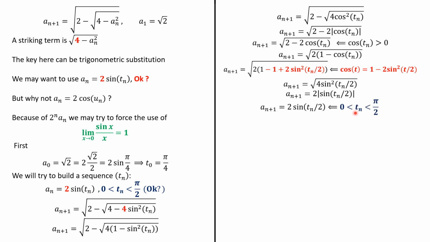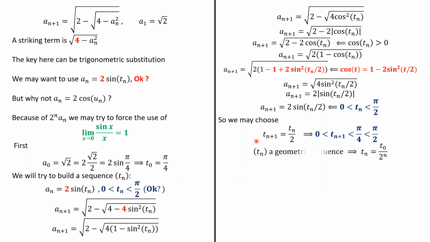But the sign here is positive since t_n is between 0 and pi over 2. t_n over 2 will be less than or equal to pi over 4 and greater than 0. So this is positive and we get rid of the absolute value. So to finish this kind of induction, we can choose t_{n+1} to be t_n over 2. And we know that t_{n+1} will be between 0 and pi over 4. But it implies that t_{n+1} is between 0 and pi over 2. And that's good.